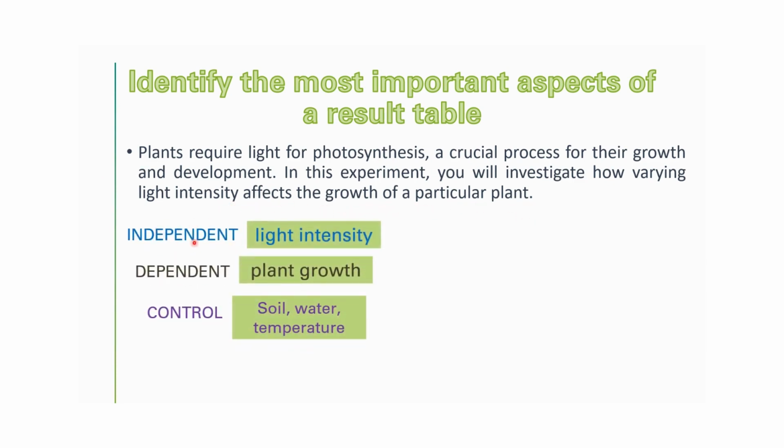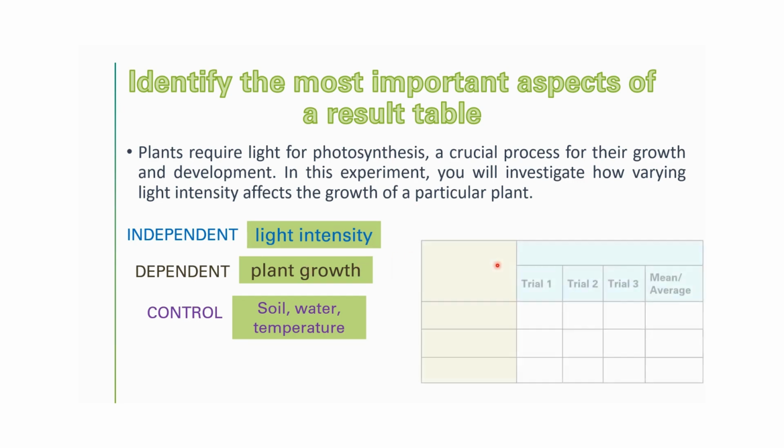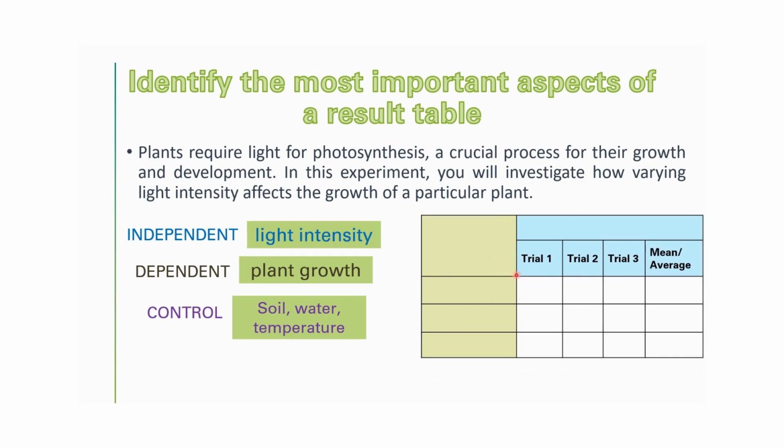So we had that the independent variable was light intensity, the dependent was plant growth, and the control ones were soil, water, and temperature. So when you know which one is which, independent what we are changing, dependent what we are observing, you can easily make a result table. Of course, we didn't do the whole process of the experiment, but let's say that we did, and then we are putting things in our result table.